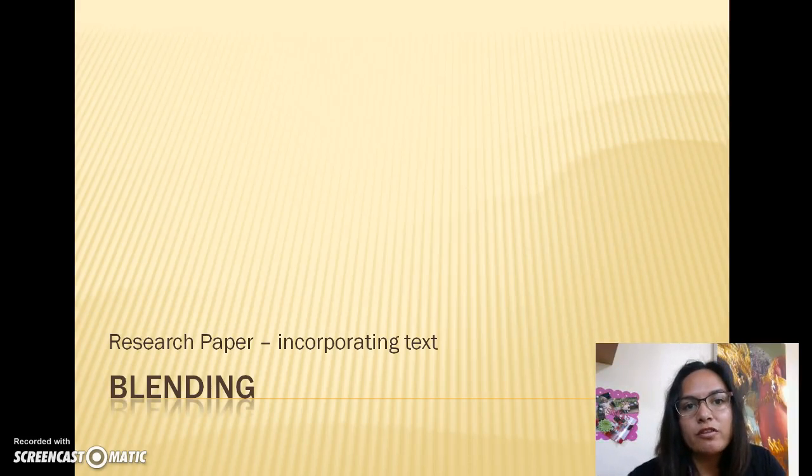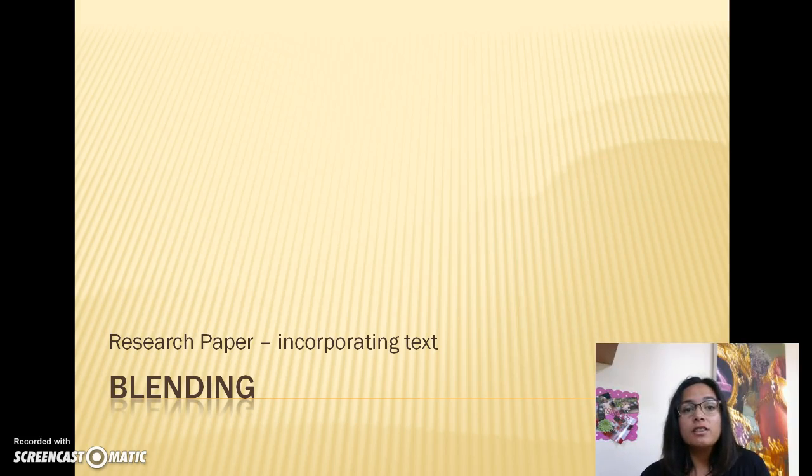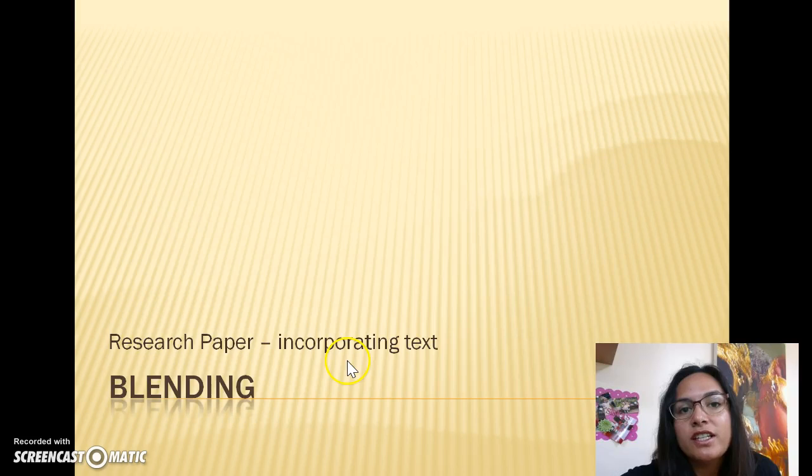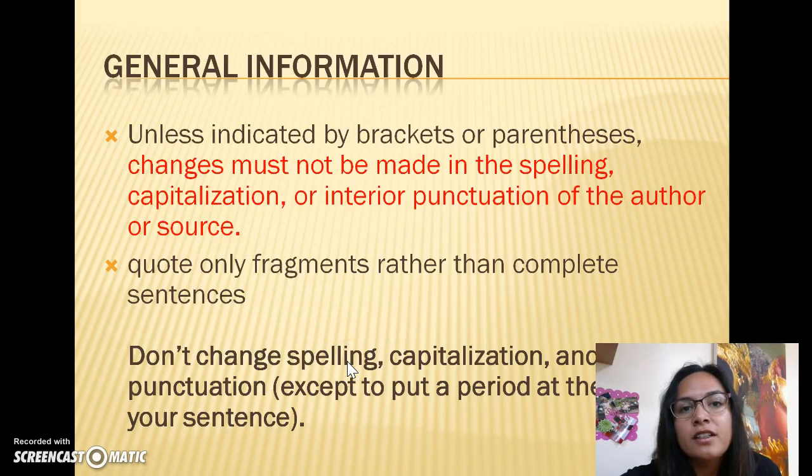So the research paper requires that you incorporate text, and there are a lot of rules in doing so. There are two types of blending. There's syntactical blending, and then there's also the kind of blending that requires you to color the text so that people understand why you're including it. There are some basic rules, and here are the first few.